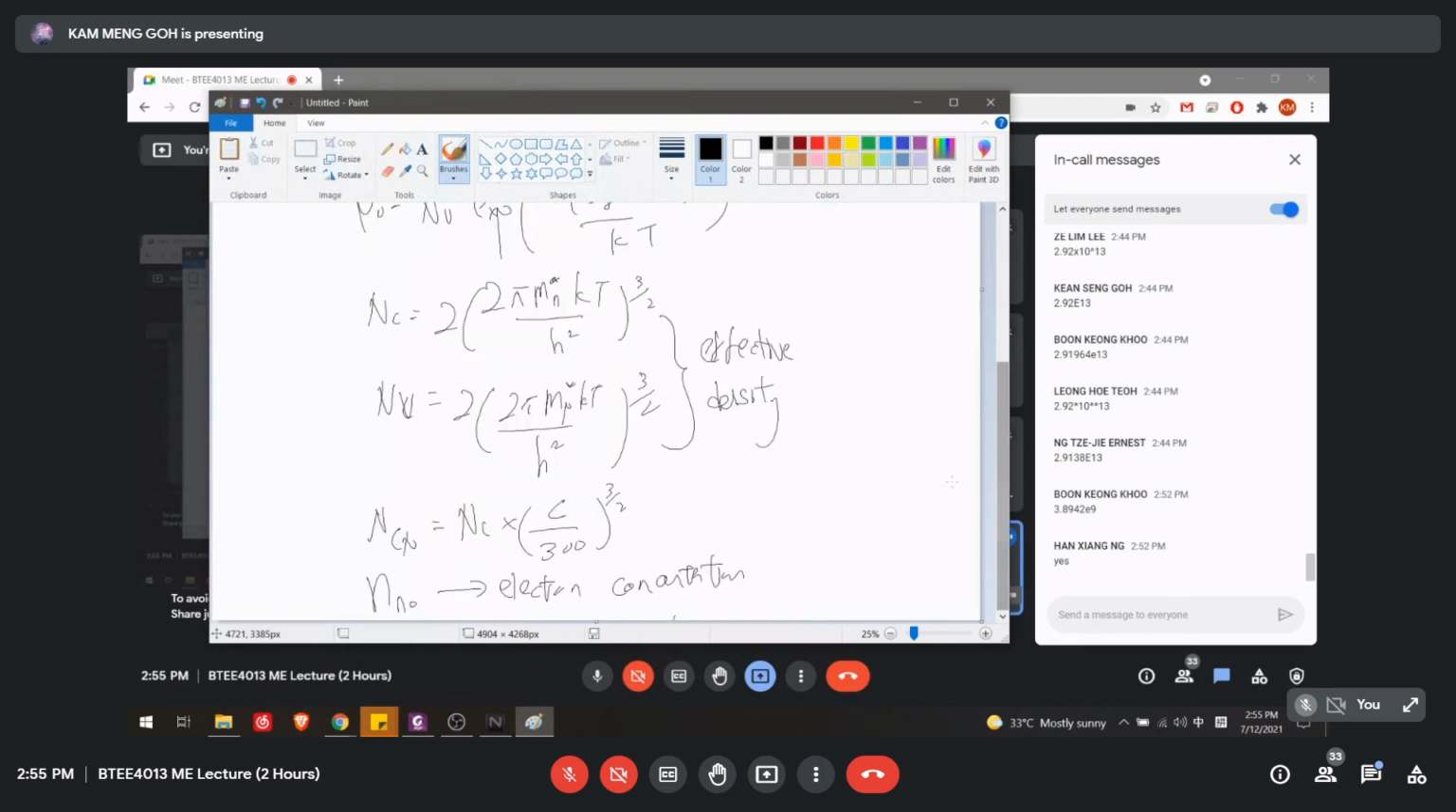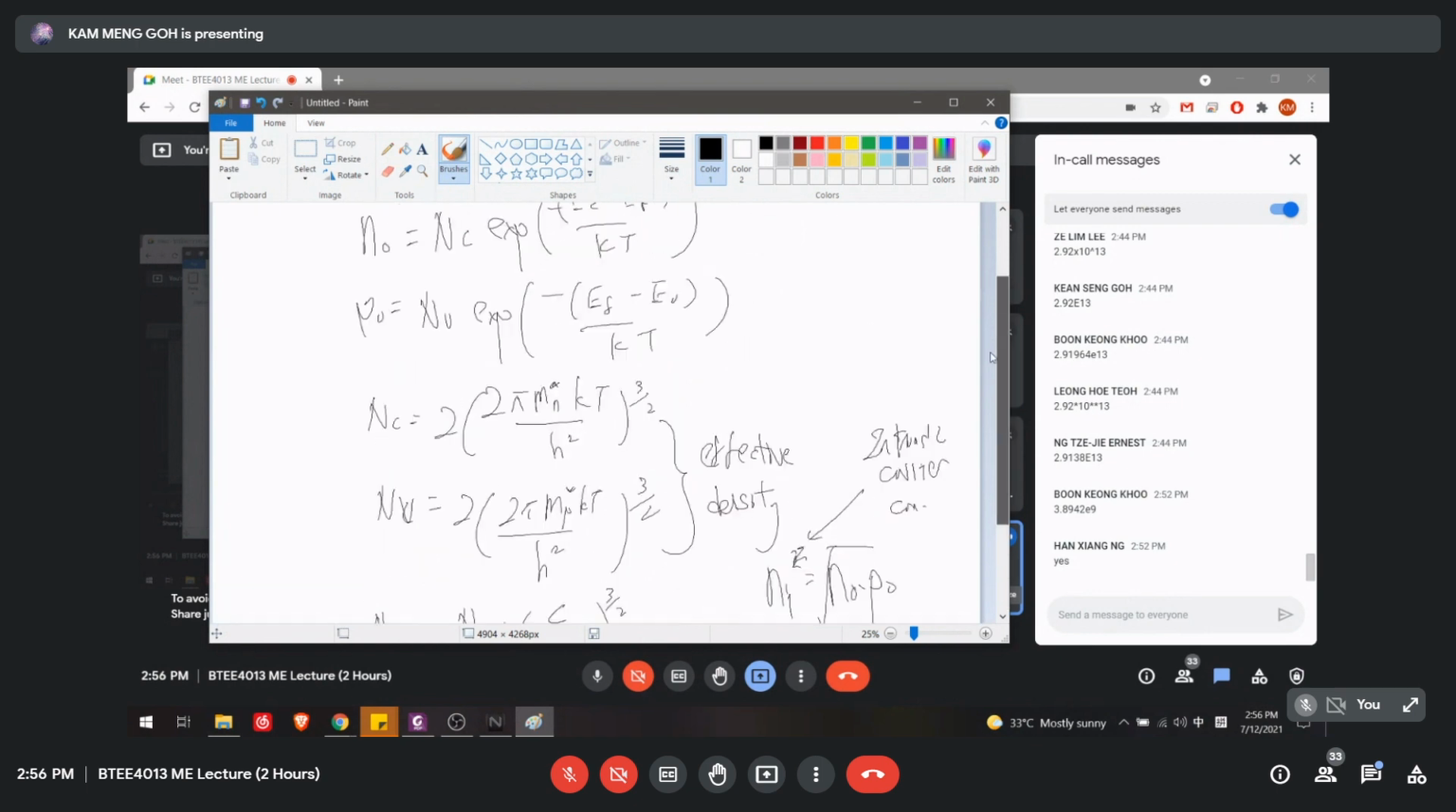So we need to consider the total one. For us to calculate the total one, we need to use Ni square equals NO multiplied by PO. Then we square root it. So this one is the intrinsic carrier concentration. Okay, so this is what we have learned today.